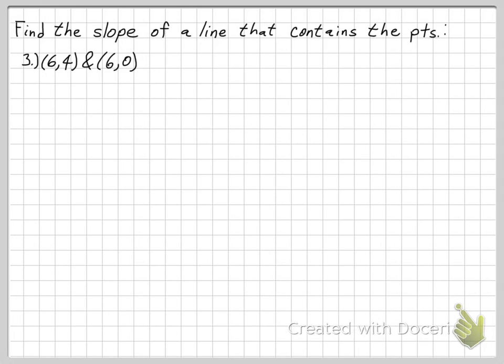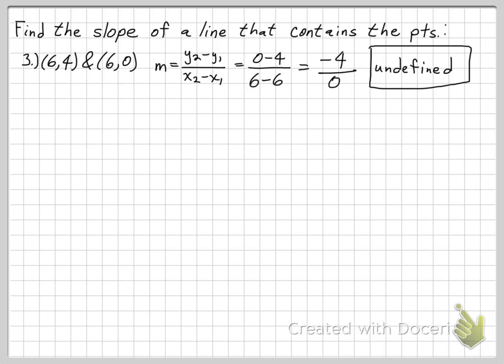And the third problem, find the slope of the line that contains the points 6, 4, and 6, 0. So again, we have the formula for slope is y2 minus y1 over x2 minus x1. Plugging in the values, we get 0 minus 4 over 6 minus 6, which is negative 4 divided by 0. And remember that any number divided by 0 is undefined. So this must have been a vertical line, correct? This must be defining a vertical line because we have an undefined slope, or it has no slope, right?